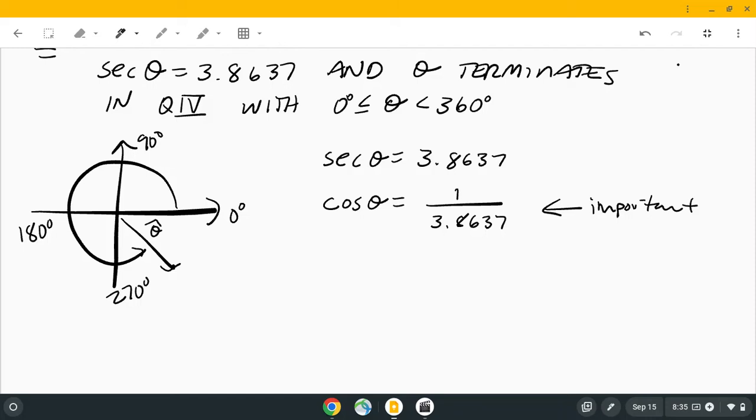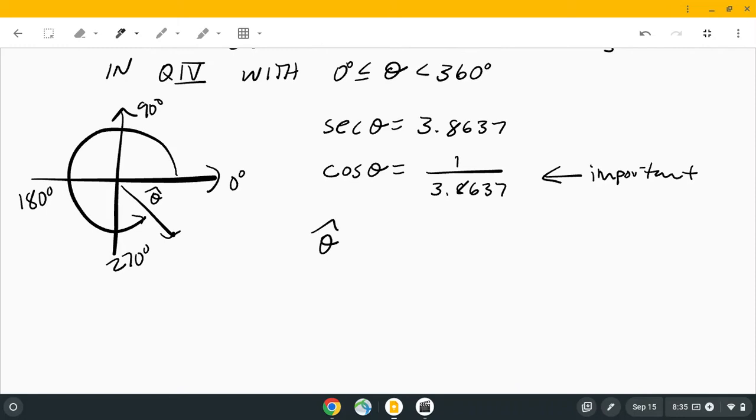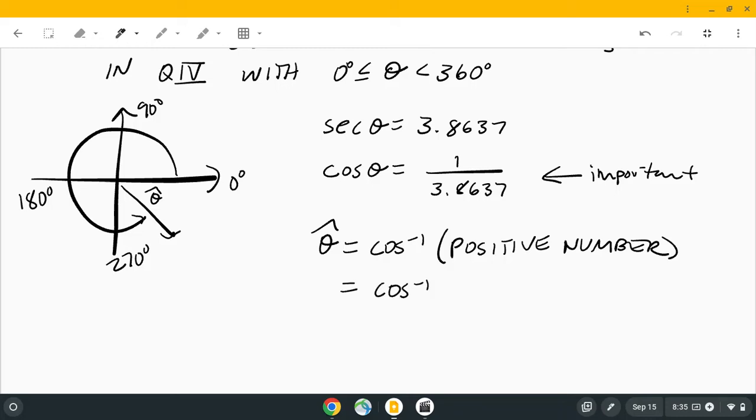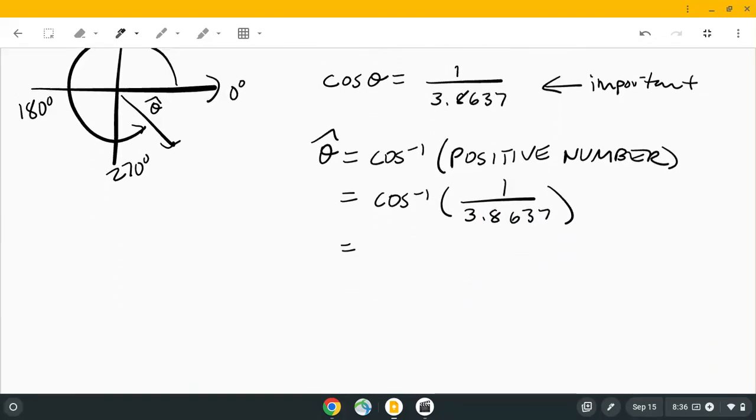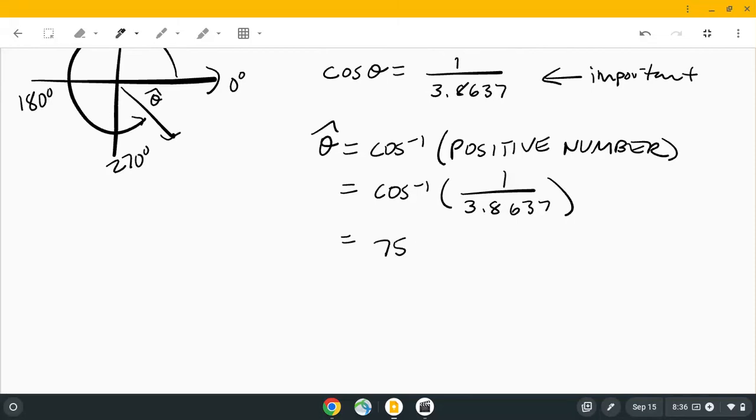All right, so now we can do our reference angle. It is going to be cosine inverse, again, of a positive number here. It turns out that it is already positive, so not a big deal. I was going to say if you forget, in this particular problem. All right, so cosine inverse of 1 over 3.8637. And we have to round to the nearest degree. So rounding off to the nearest degree, we get 75 degrees. Okay, so this little theta hat here is 75 degrees.